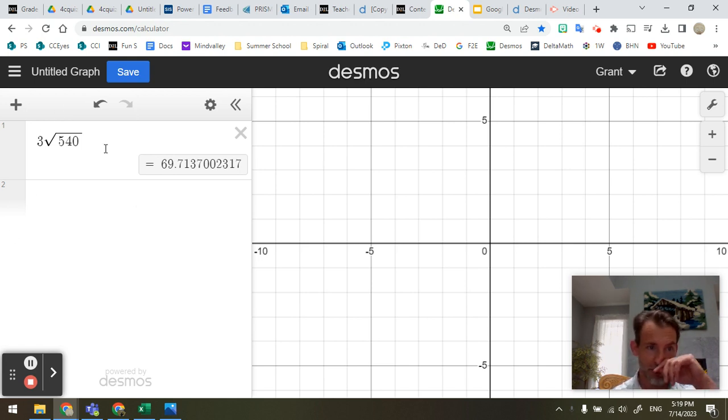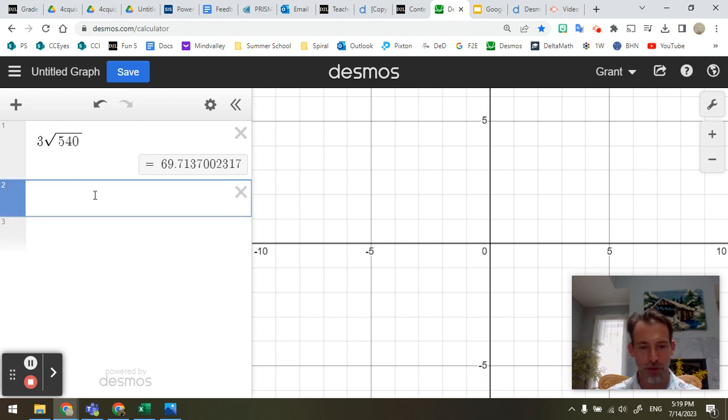So let's say I have to simplify this expression, 3 multiplied by the square root of 540. The nice thing I can do is I can actually do the work in Desmos. I've been telling a lot of you, check these things in a calculator as you go. So I might say, well, 540, can I spot any square factors in there?